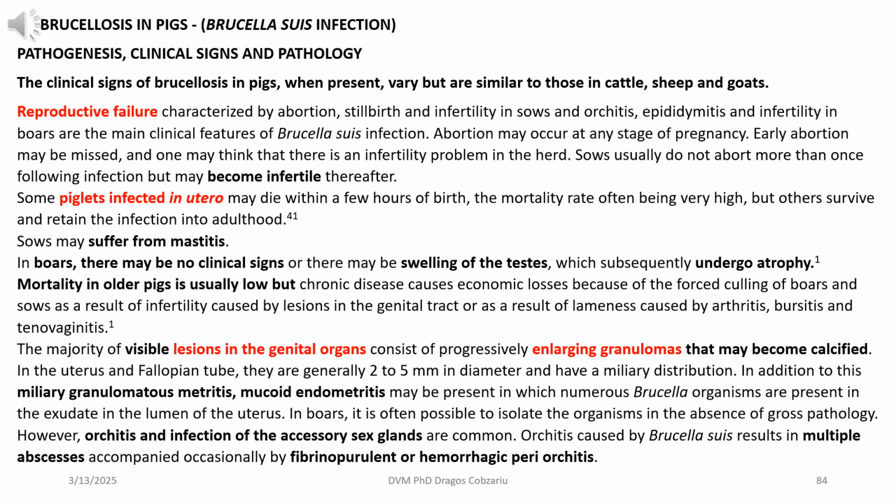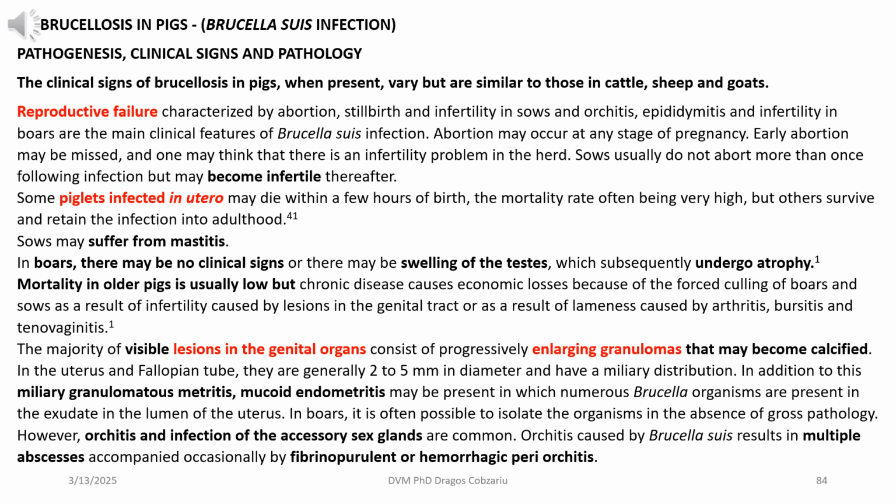In addition to this miliary granulomatous metritis, mucoid endometritis may be present, in which numerous Brucella organisms are present in the exudate in the lumen of the uterus. In boars, it is often possible to isolate the organisms in the absence of gross pathology. However, orchitis and infection of the accessory sex glands are common.